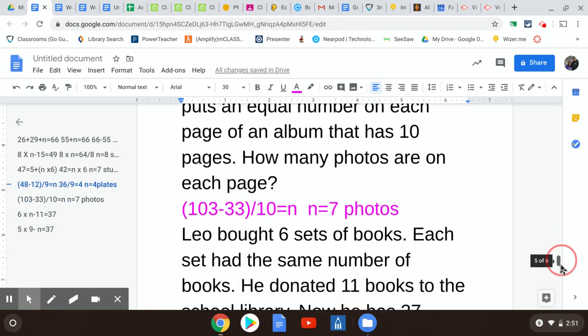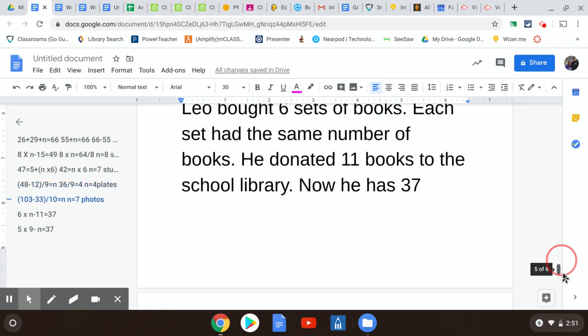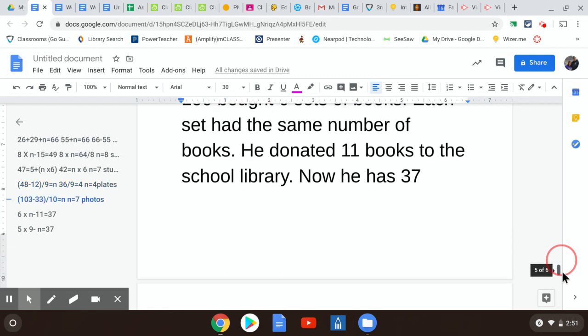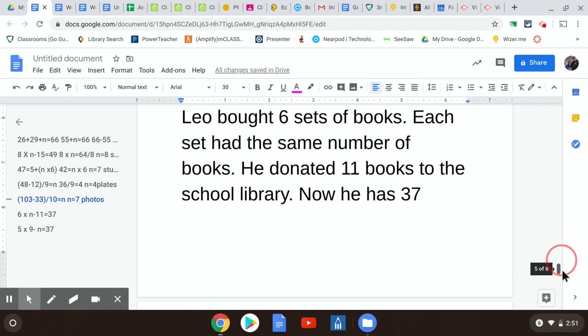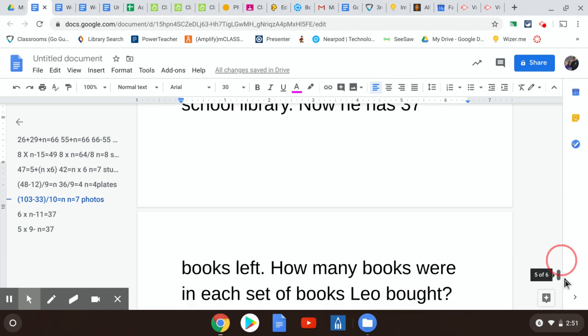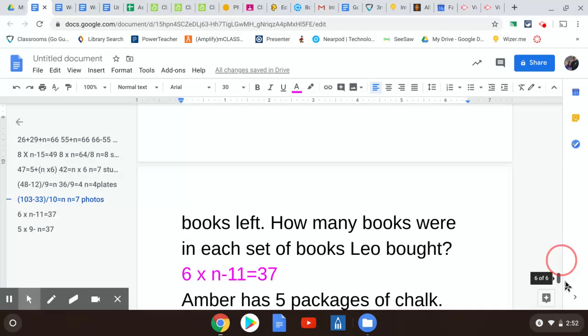Okay. Number 9. Leo bought 6 sets of books. Each set had the same number of books. He donated 11 books to the school library. Now he has 37 books left. How many books were in each set? So Leo bought 6 sets of books, each set had the same number of books. We don't know how many. He donated 11 of these books to the school library. Now he only has 37 books.